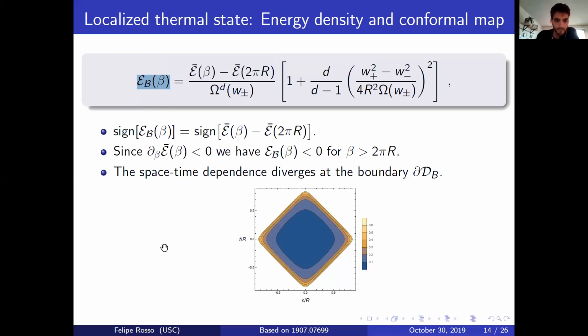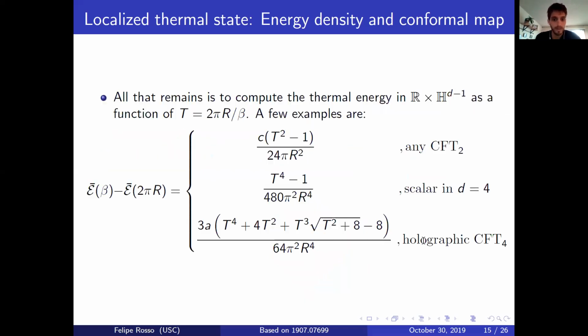Good. So before addressing this divergence, notice that we still have some work to do, and it is actually the hardest work, which is to compute this quantity over here. This is computing the thermal energy of a conformal field theory defined in this curved manifold. It is a standard calculation, but in some cases it's not particularly simple. So let me show you that there are cases in which you can actually do it.